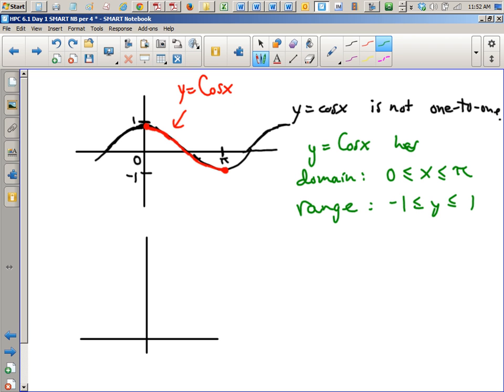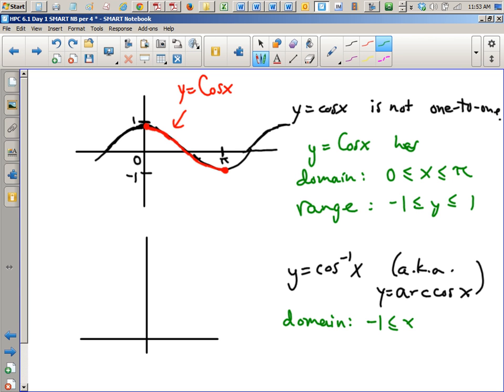Okay, so when we go to draw the actual inverse, we need to switch domain and range around, right? Okay, so we can say that the name of the function is going to be y equals inverse cosine of x, also known as arc cosine of x. It's another name for it. Domain and range switch roles. Domain is now negative 1 is less than or equal to x is less than or equal to 1. Range is from 0 to pi, excuse me.